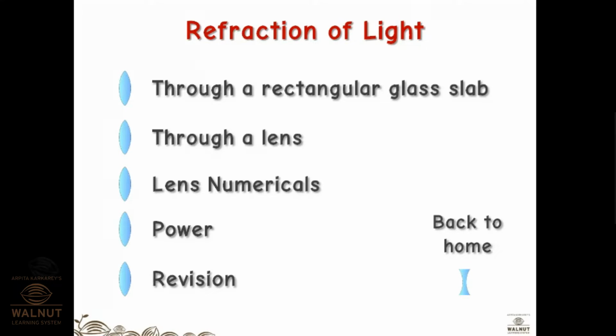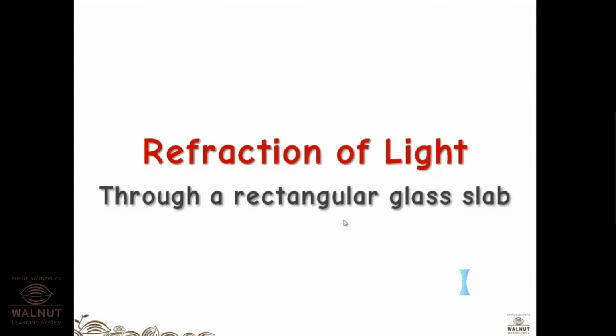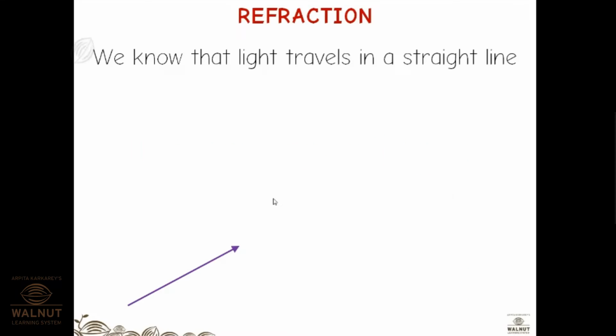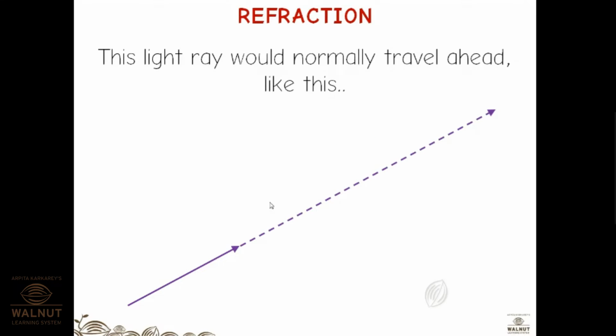Okay, so we are going to learn a similar phenomenon here in the case of refraction. So let us understand what refraction is through a rectangular glass slab. We are going to see what a glass slab is. It is just a simple plain glass slab, a simple piece of glass. Let us see, we know that light travels in a straight line. So this light ray would normally travel ahead like this. We call it the propagation of light. Right? Light is moving ahead in a straight line.